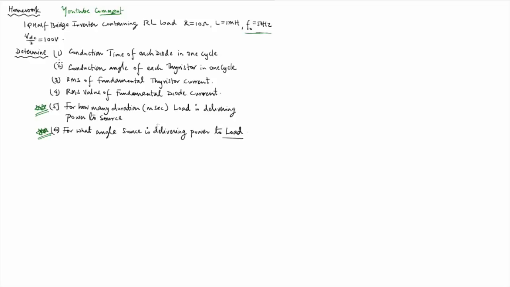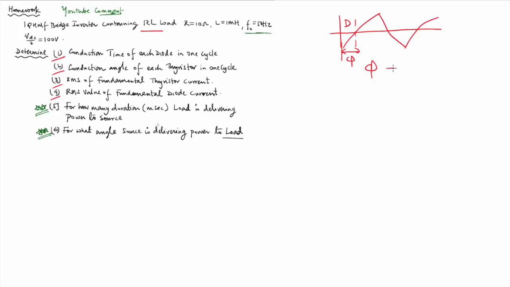I'm not going to discuss point number 1, point number 2, point number 3 and point number 4. These all are formula based. How you can find the conduction time of each diode is asked in one cycle. It is RL type of load and this is single phase half bridge inverter. So we already drew the waveform of load current. The waveform of load current will look something like this, and this is my conduction time of diode, conduction angle of diode denoted as phi.